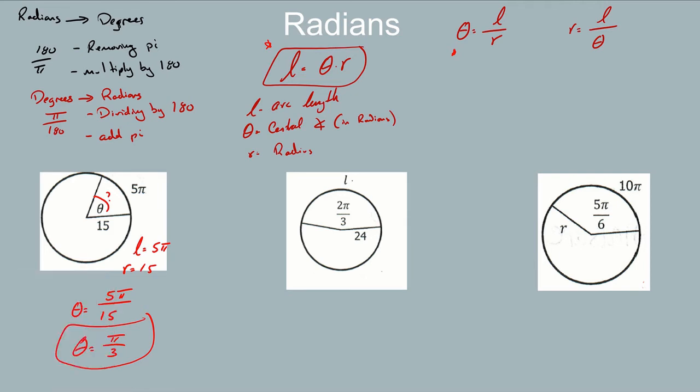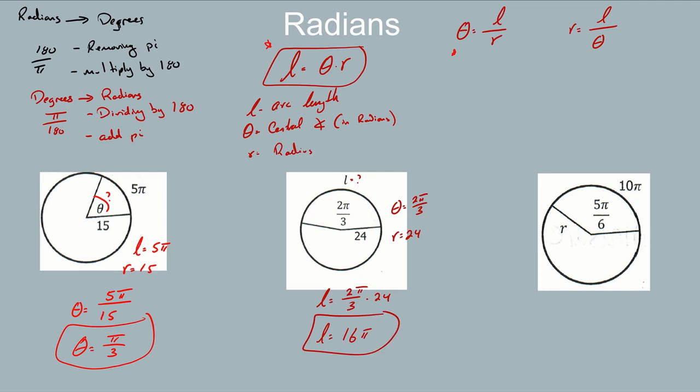Looking at the second problem, I am looking for my arc length. I know my theta, or my central angle, is 2 pi over 3, and my radius here is 24. And so when we substitute that into my formula, I simply substitute in exactly what I have. So 2 pi over 3 times 24. The 24 divided by 3 is 8. 8 times 2 is 16. So here my arc length would be 16 pi, whatever the units are.